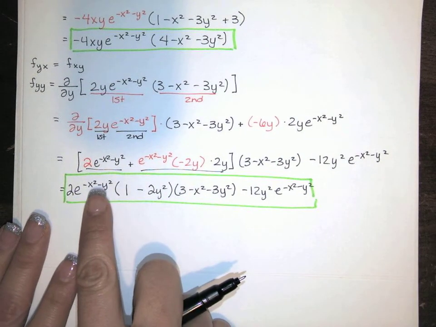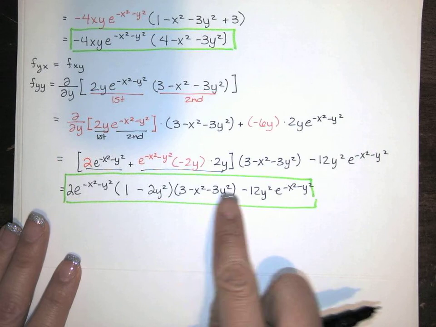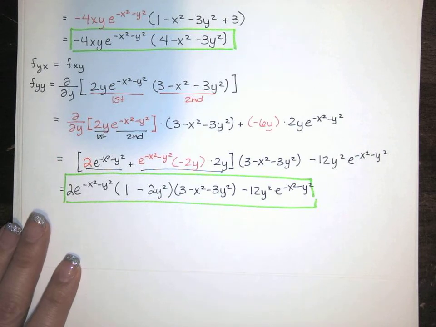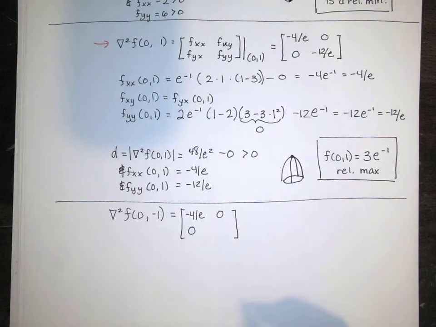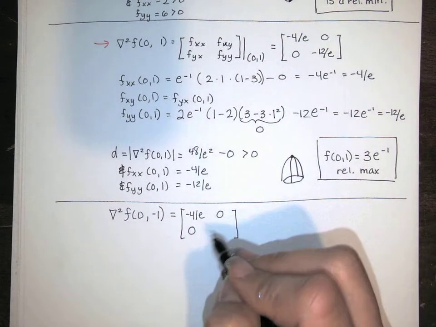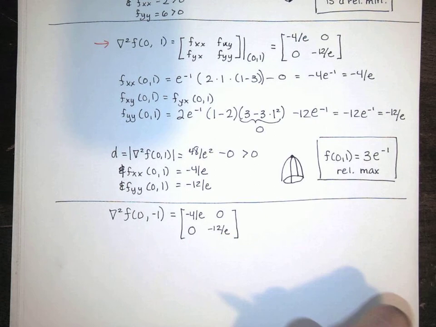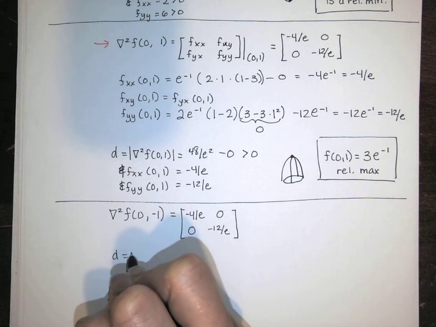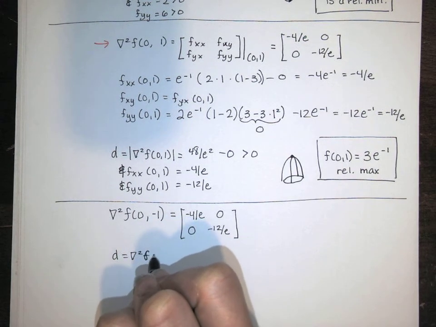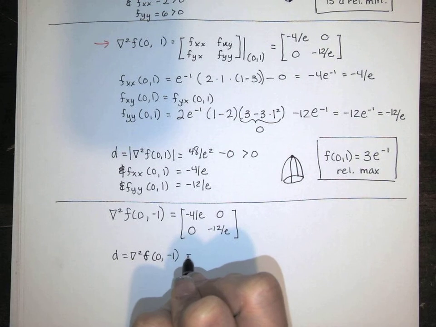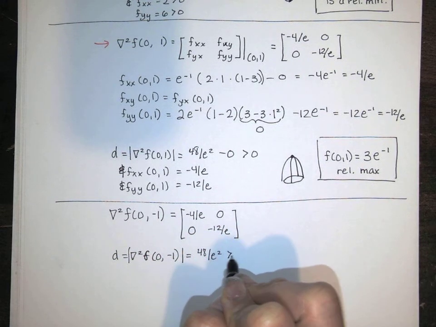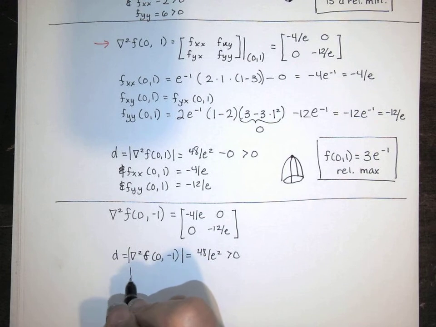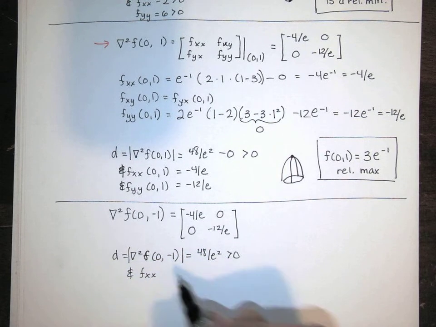And then let's look down here. Are all the y's squared? Y squared, y squared, y squared, y squared. Yes. So that means that the second partial with respect to y at (0, negative 1) is the same as the second partial with respect to y at (0, 1). So we're going to get negative 12 over e here too. So the determinant is still 48 over e squared, which is still positive, and those are still negative, the second partials with respect to x and y.